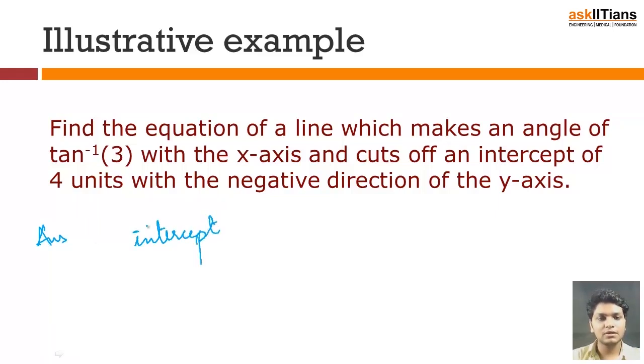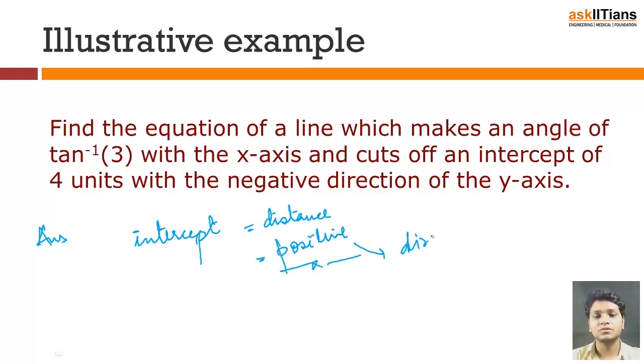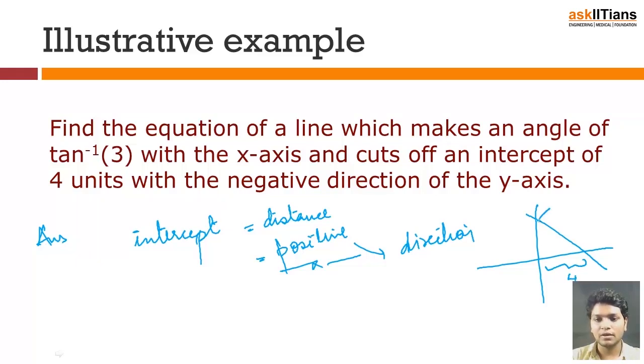Intercept is nothing but a distance, and distance is always positive. So whenever you have been given the intercept, always try to see the direction in which the intercept is given, right? Because suppose a line is making an intercept of 4 on the x-axis, this intercept 4 might come over here as well as over here. So direction is also important.